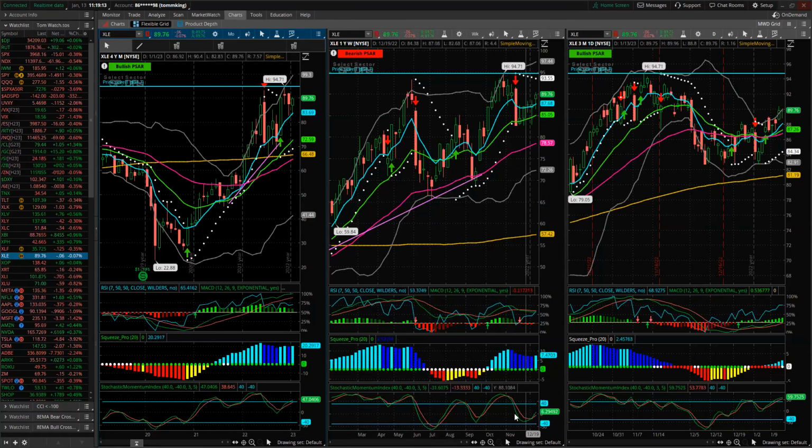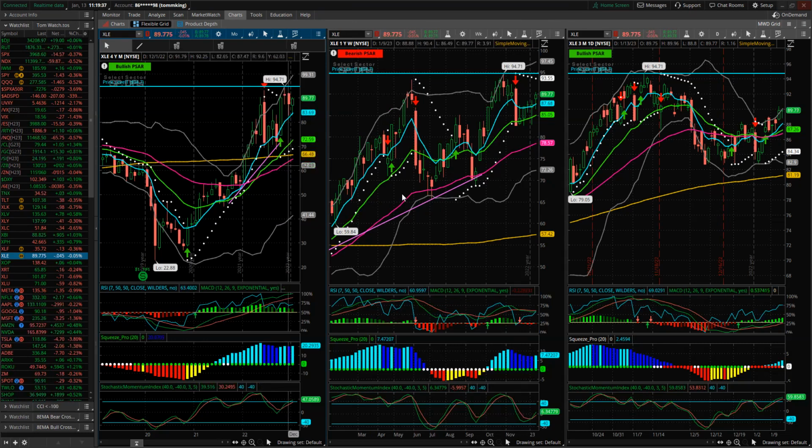Looking at the weekly, nice curl up here without actually getting to oversold. Positive on the squeeze, firing bullish, MACD turning up here. And so that looks pretty good. You're negative on the PSAR signal, but it's all good, and you're stacked on your moving averages. So you've got your 8 over your 21 over your 50. So very bullish trend that you have in here on these.